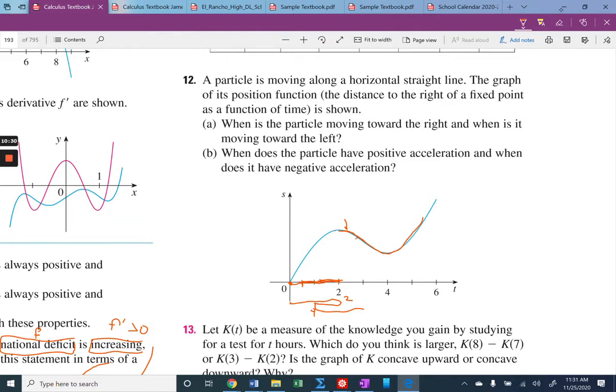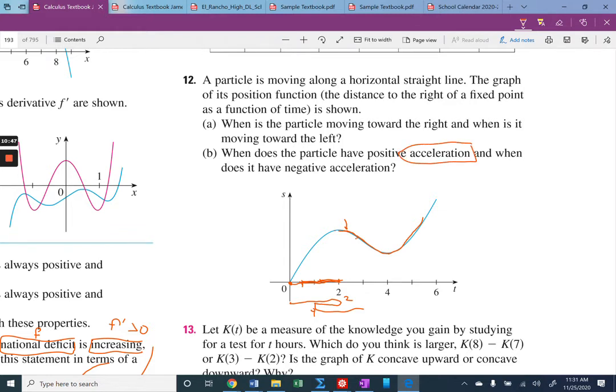All of these statements hold because the outputs are all positive here. If the outputs are negative, things could be slightly different. You should think about it and figure out what's going on. When does the particle have positive acceleration?